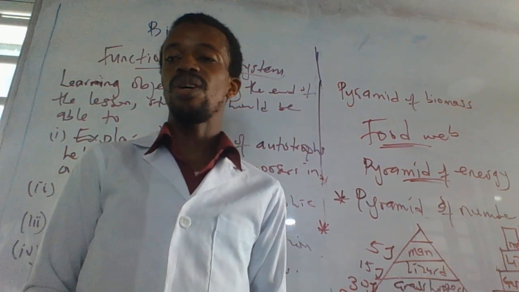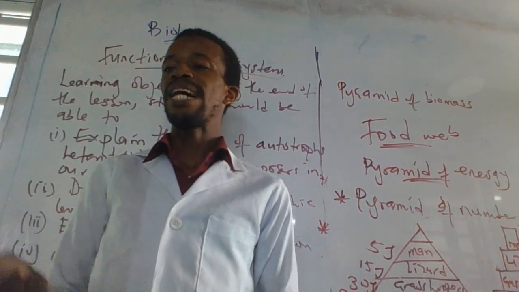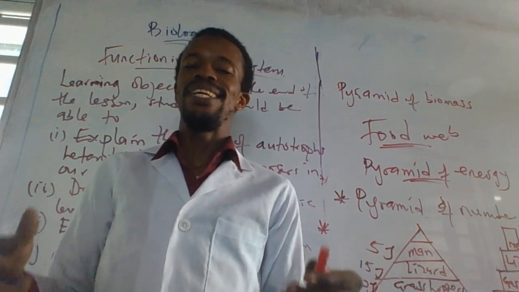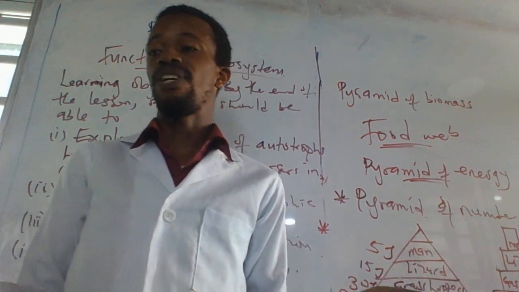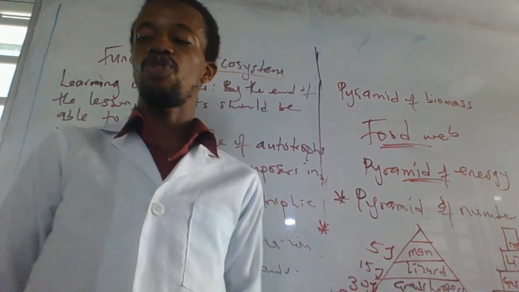Then the second law tells us that as energy is transformed from one trophic level to another, part of it is converted into heat, and being heat energy, it is lost to the environment, giving a progressive drop in energy in successive trophic levels.